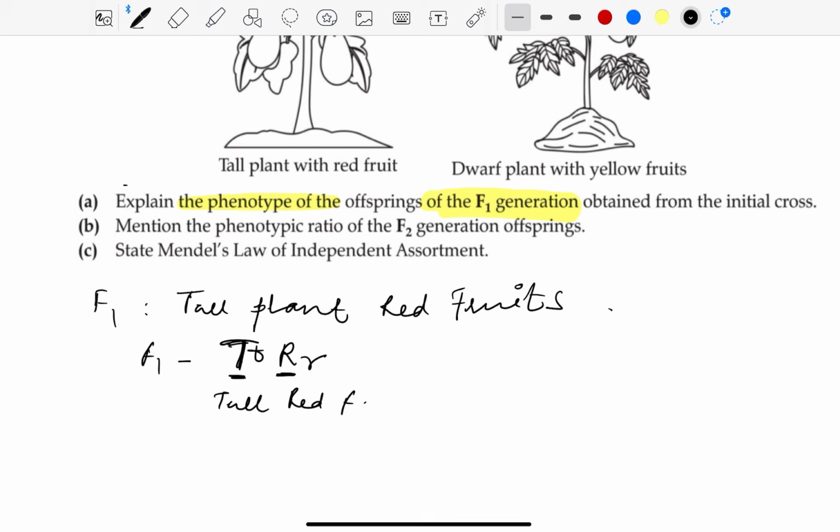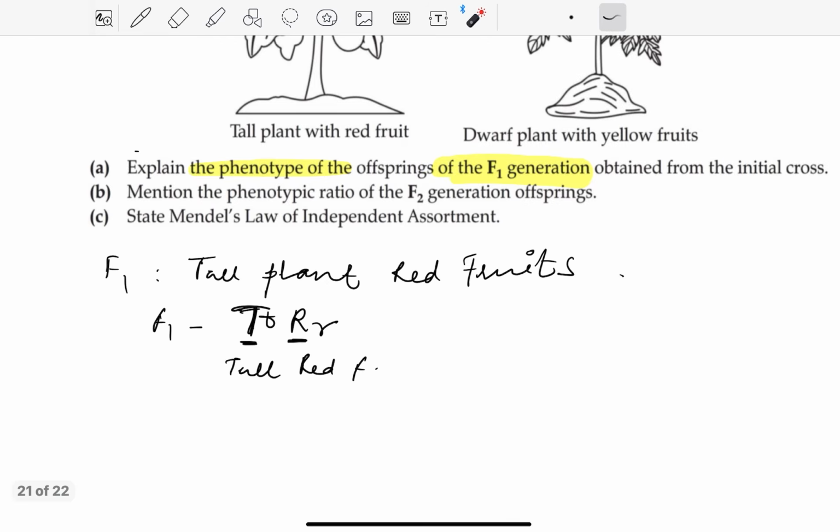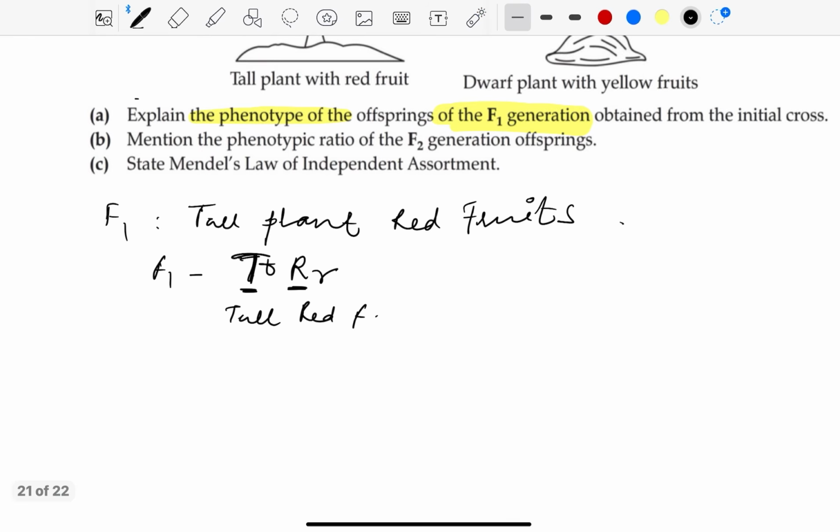Let's look at the second question now. The second question is to mention the phenotypic ratio of the F2 generation. Now this time look very closely at the question. They are not asking you to explain. They are instead asking you to just mention the phenotypic ratio of the F2 generation. You should know that the F2 generation phenotypic ratio is nothing but 9:3:3:1. You have to mention this.